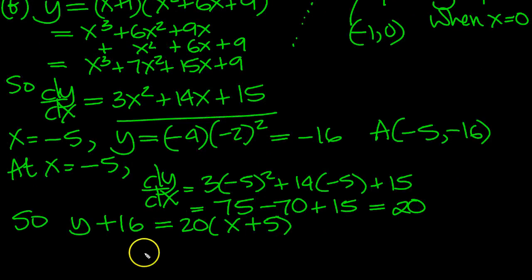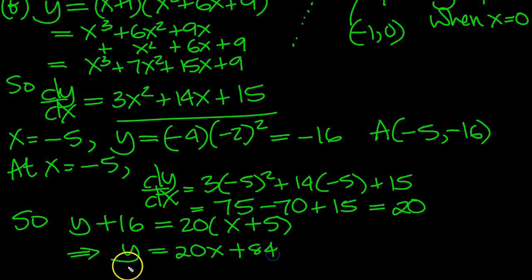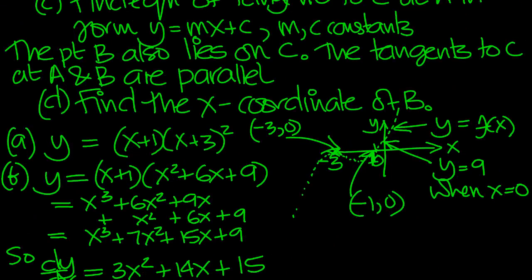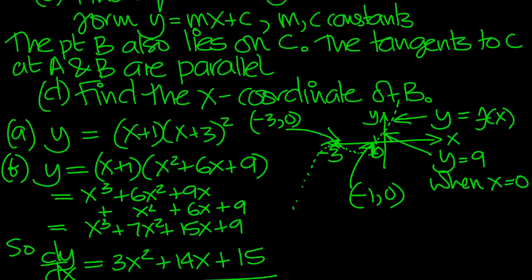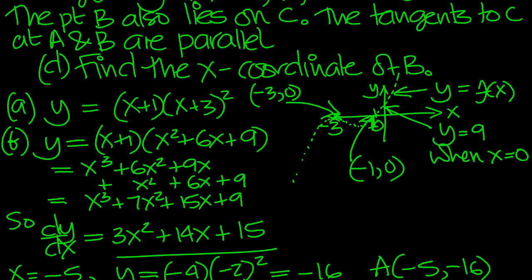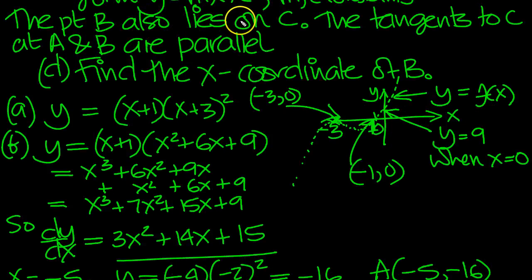Now we have to write that in the form y equals mx plus c. So y equals then 20x, 100, move the 16 over, 100 minus 16 is plus 84. So there's our values of m and c. y equals 20x plus 84. So the point B now, finishing the problem off, also lies on C. The tangents to C at A and B are parallel. Find the x-coordinate of B.